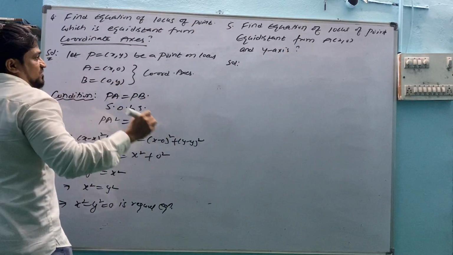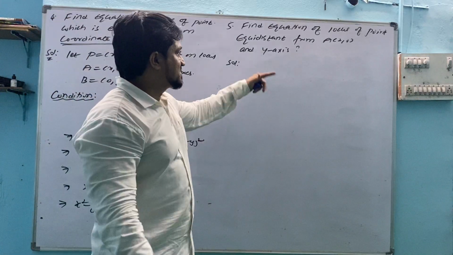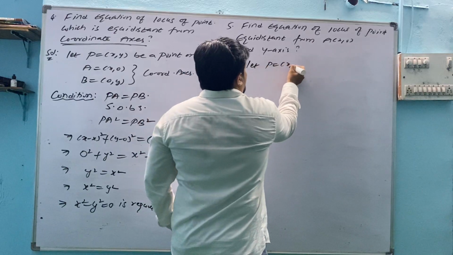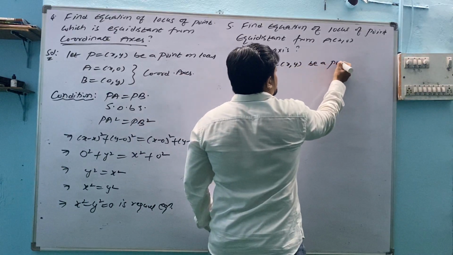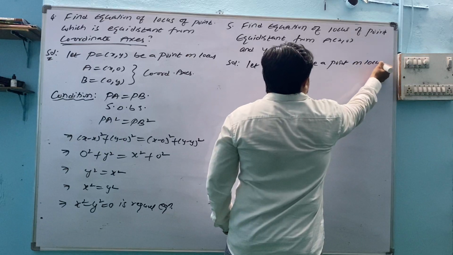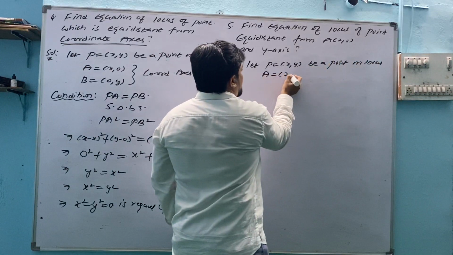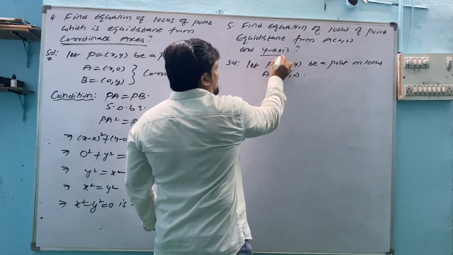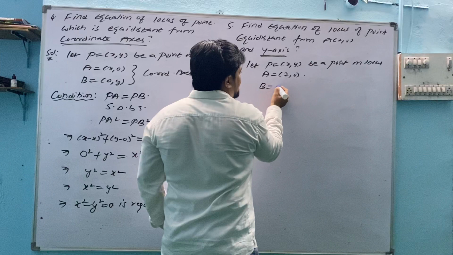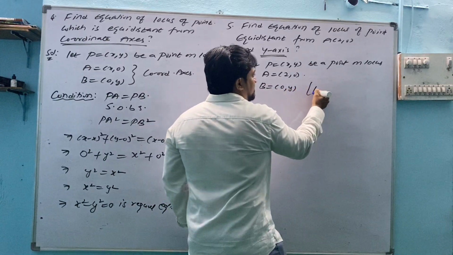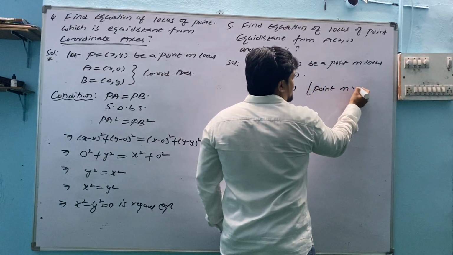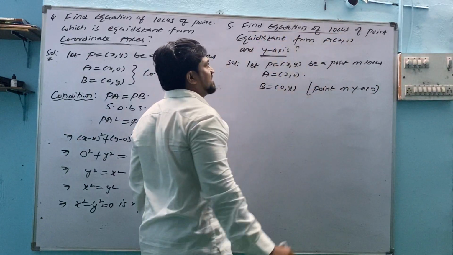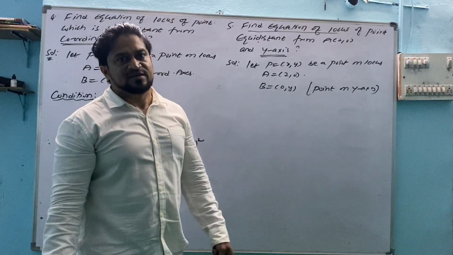Y axis is given to you. The y coordinate is different, the y axis is different. First thing, let P equals x comma y be a point on the locus. A is the point given to us. Then one more point is given: the y axis. So y axis means we have to consider B equals 0 comma y. This is a point on the y axis. The question is given in this way: the point P is equidistant from A and there is one more point B.